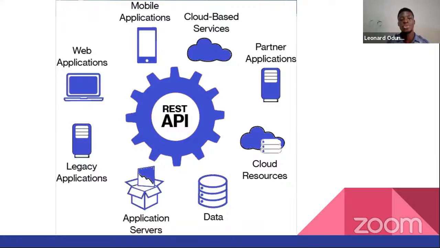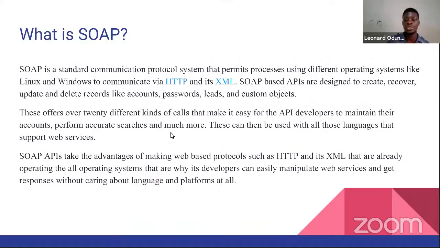Moving on to the next type of web API, I'd like to talk about SOAP. So SOAP is basically a standard communication protocol system that permits processes using different operating systems like Linux and Windows to communicate via HTTP and XML. XML is an abbreviation for Extensible Markup Language. The full meaning of SOAP is Simple Object Access Protocol. So SOAP-based APIs are designed to create, recover, update, and delete records like accounts, passwords, leads, and custom objects.